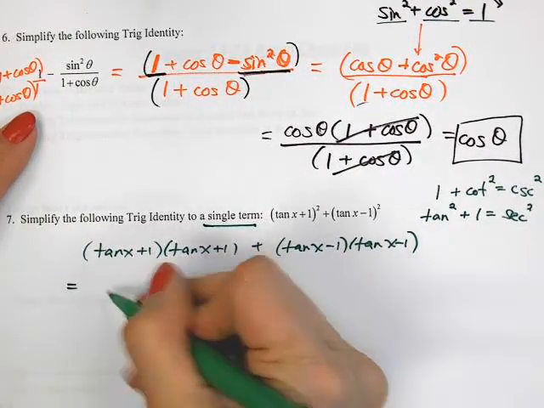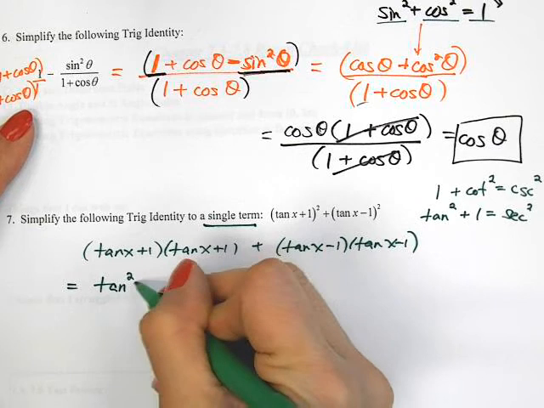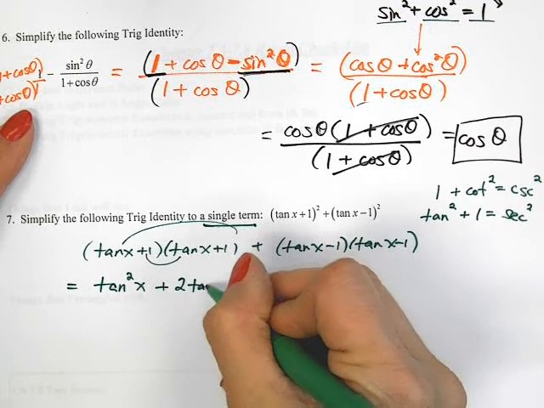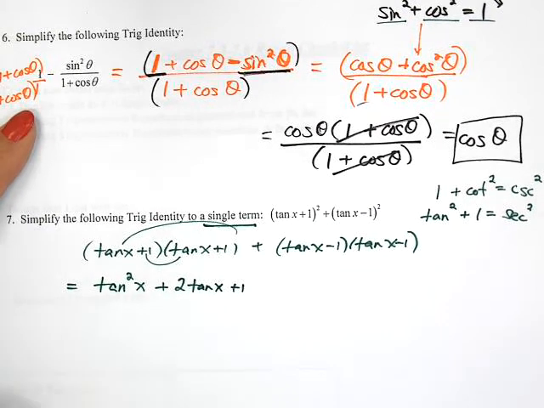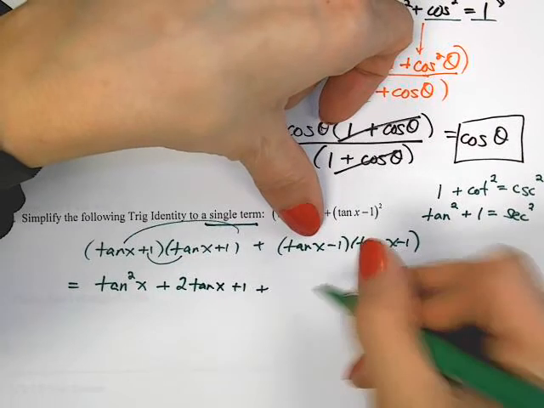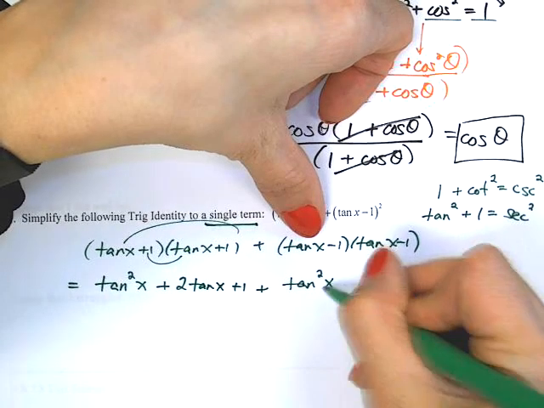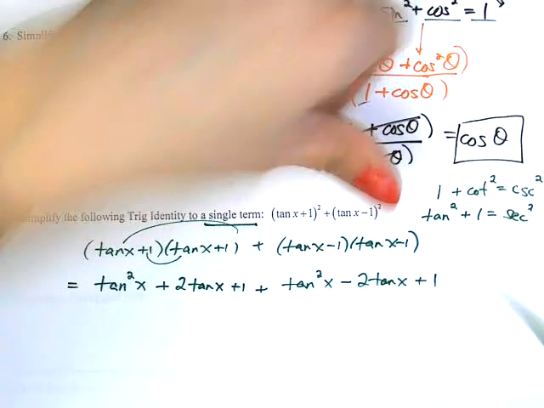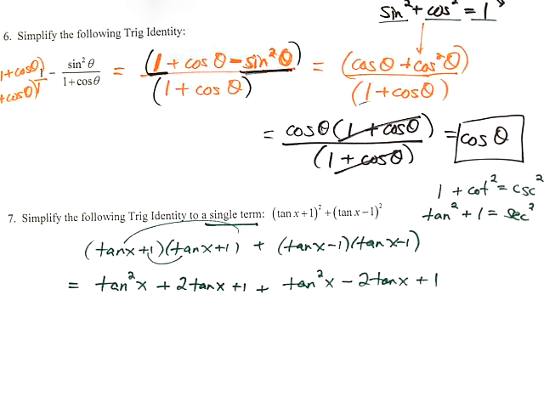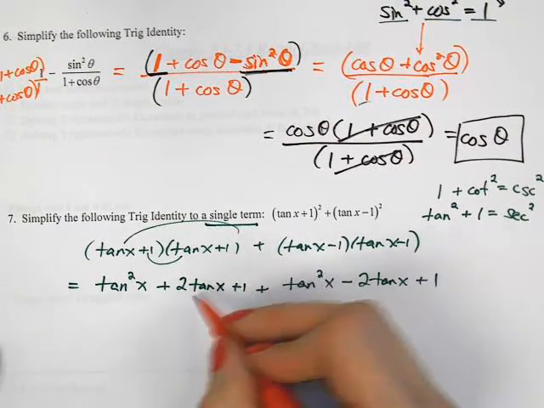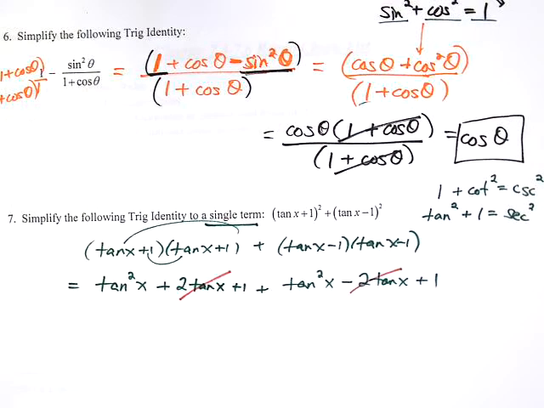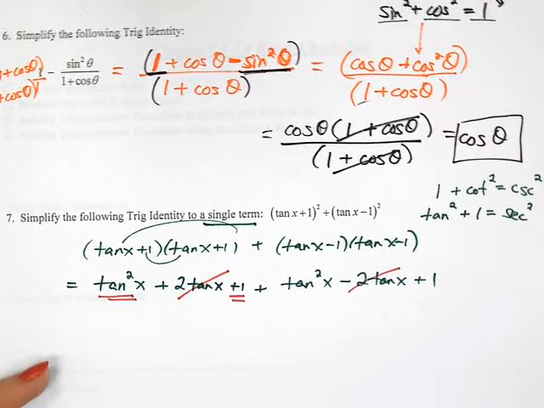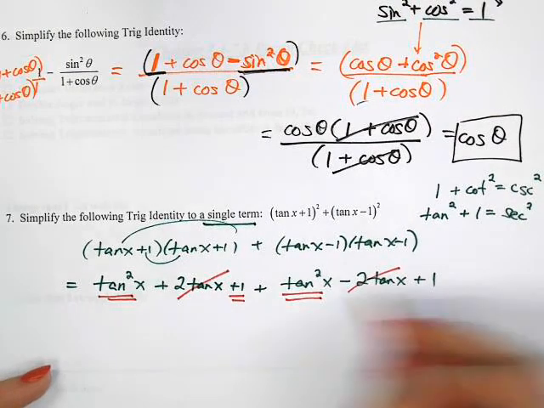So when we multiply here, it's going to be tangent of x squared plus outers and inners 2 tangent of x plus 1. Over here, we're going to have tangent squared x minus 2 tangent of x plus 1. Okay, now some cool things are going to happen. The plus and minus 2 tan x cancels out. I've got a tangent squared of x plus 1, and I've got a tangent squared of x plus 1.